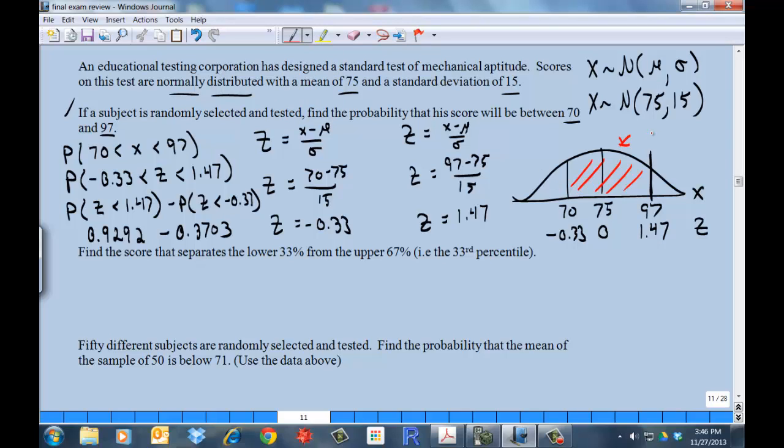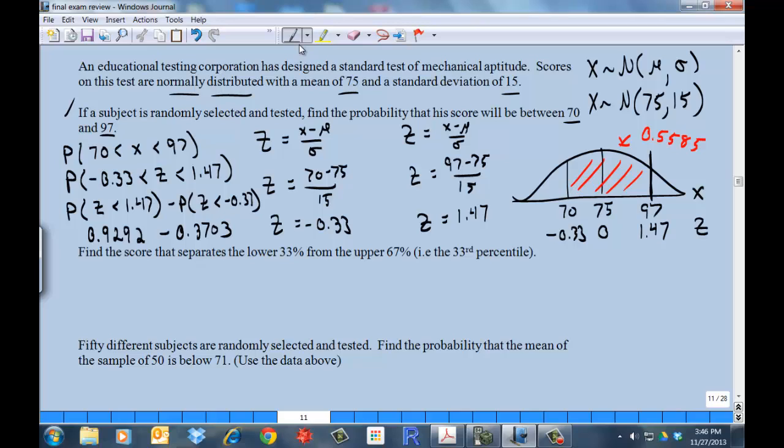So this area here, or percentage of scores, is 0.5585. So about 55.8% of the scores will be between 70 and 97.